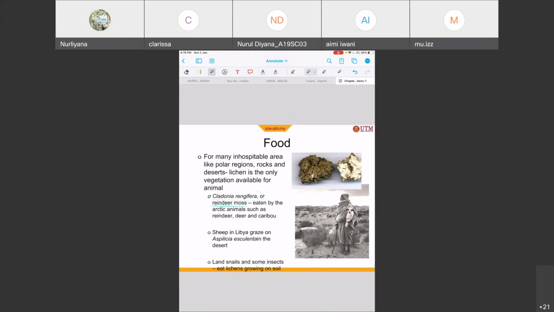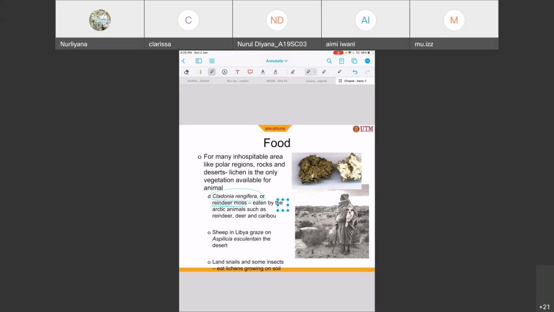This is the name, the local name. Okay, kita panggil dia reindeer mouse, or the species is called Cladonia rangifera. So these are eaten by the Arctic animals such as reindeer, deer, or caribou. So they eat these types of lichen for their food.